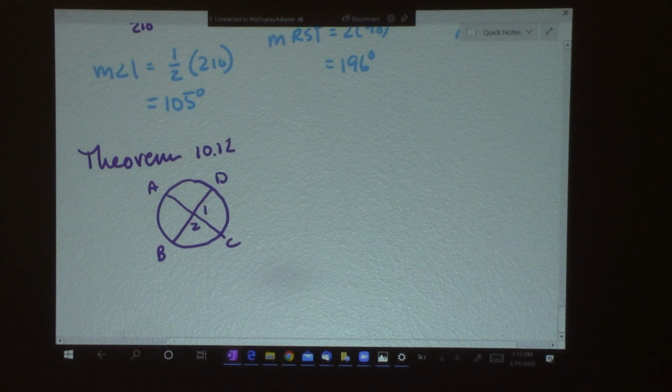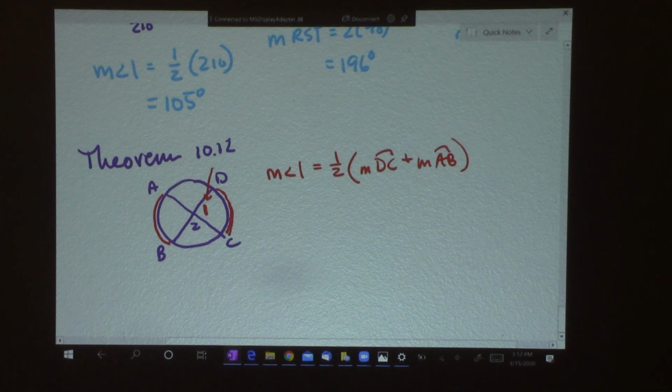So this theorem tells us that the measure of angle 1, which is right here, is half of the measure of arc DC plus arc AB. Okay? So angle 1 is going to be half of this arc plus this arc. So you see the position? Here's one angle in here, and then it's half of its corresponding arc plus the one on the other side.